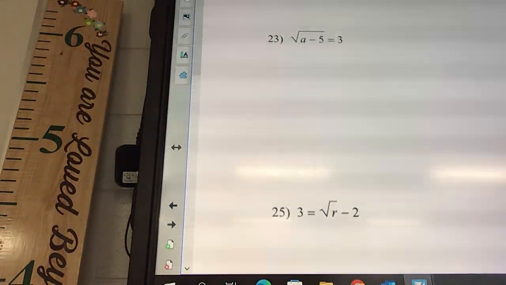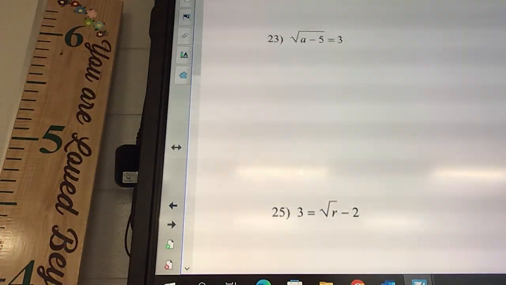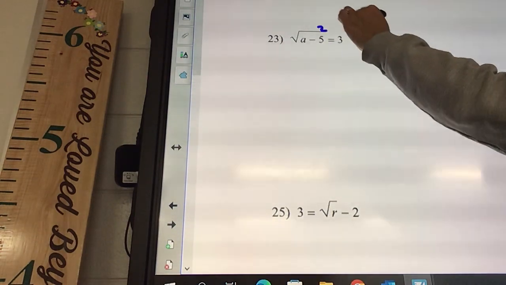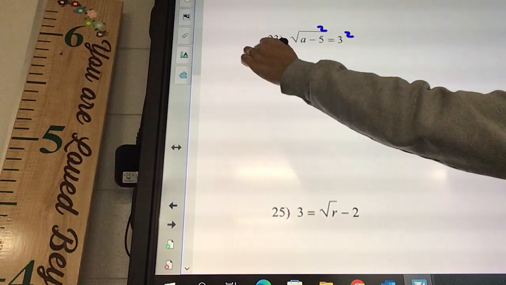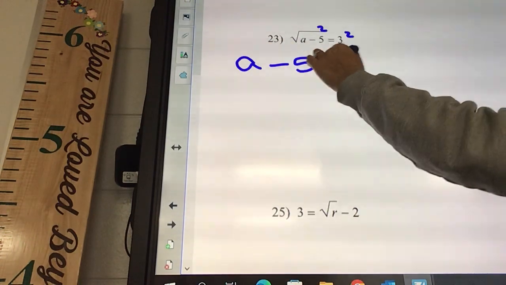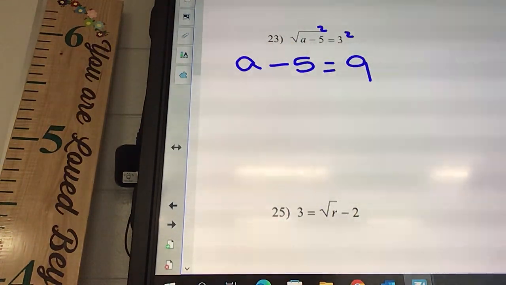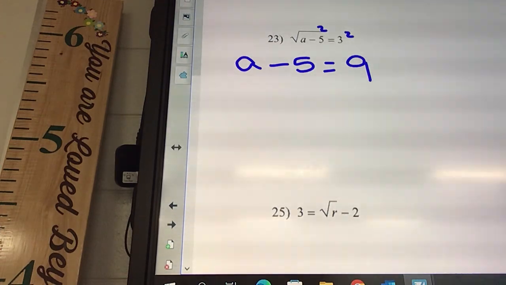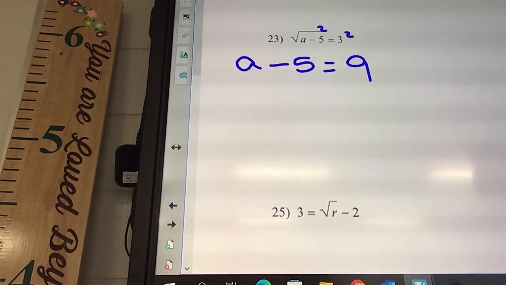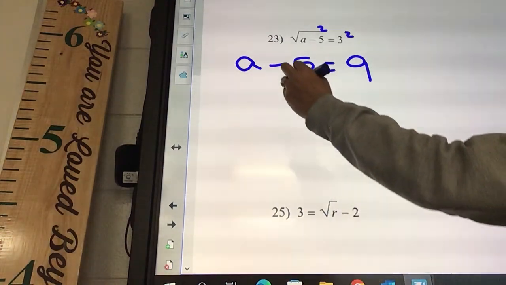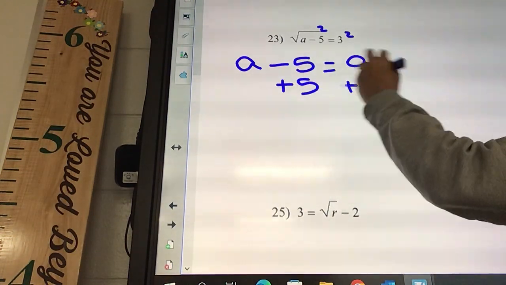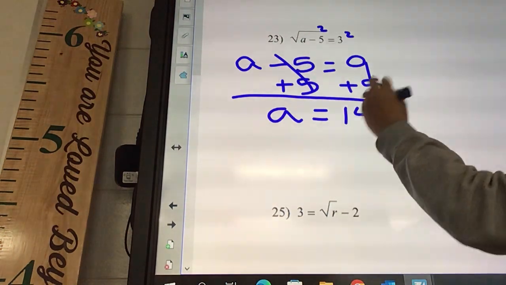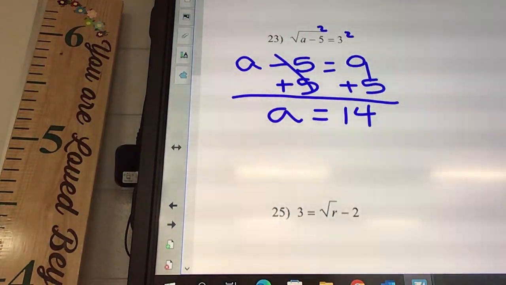Okay, 23. What needs done first? Squared and squared. So you get a minus 5 equals 9. Then what? Plus 5, plus 5. We get a equals 14.